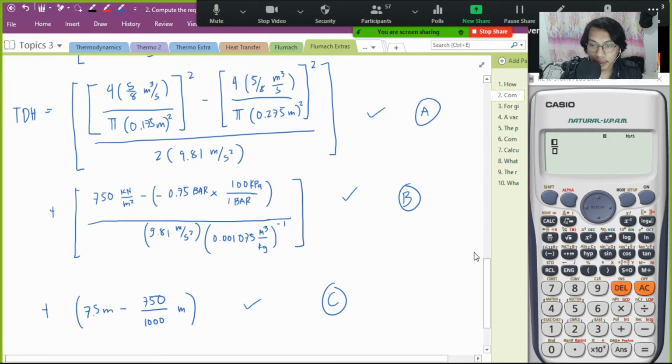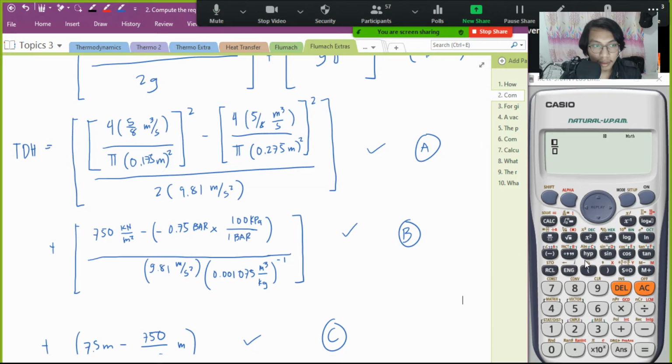So, start tayo dito sa HV. 4 times 5 over 8, shift pi times 0.175 squared. Yan. And then, don't forget, square mo siya. Minus 4 times 5 over 8, shift pi times 0.275, square ulit natin. Square mo yung labas. Divide by 2 times 9.81. You store it to letter A.